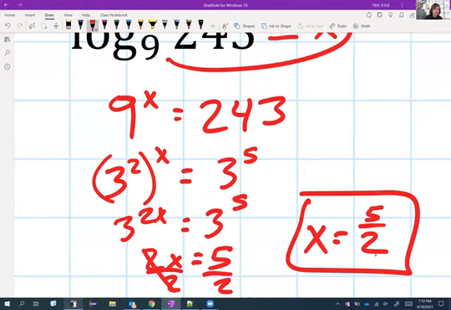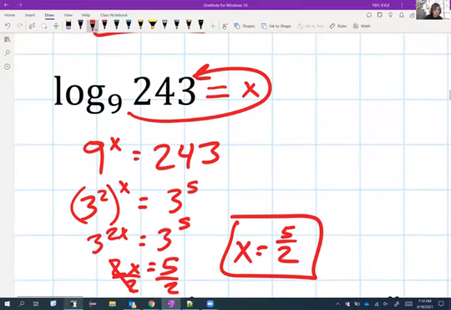So 9 to the x equals 243. We got that from the loop. We had to use that trick from 9.1 of getting them in the same base. In this case, we had to rewrite both sides of the equation so that it was 3 to the somethingth power. And then once we got the bases the same, we just had to solve the exponents.